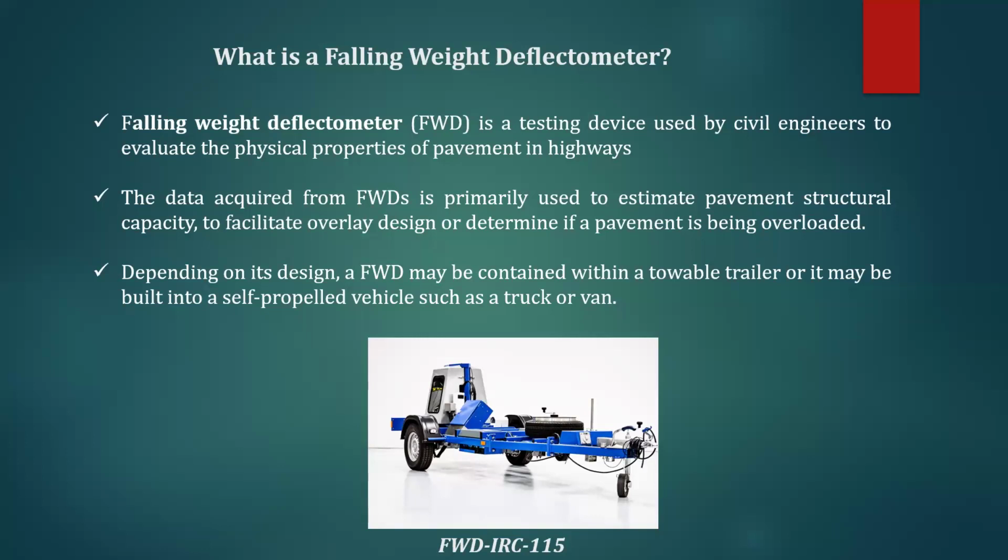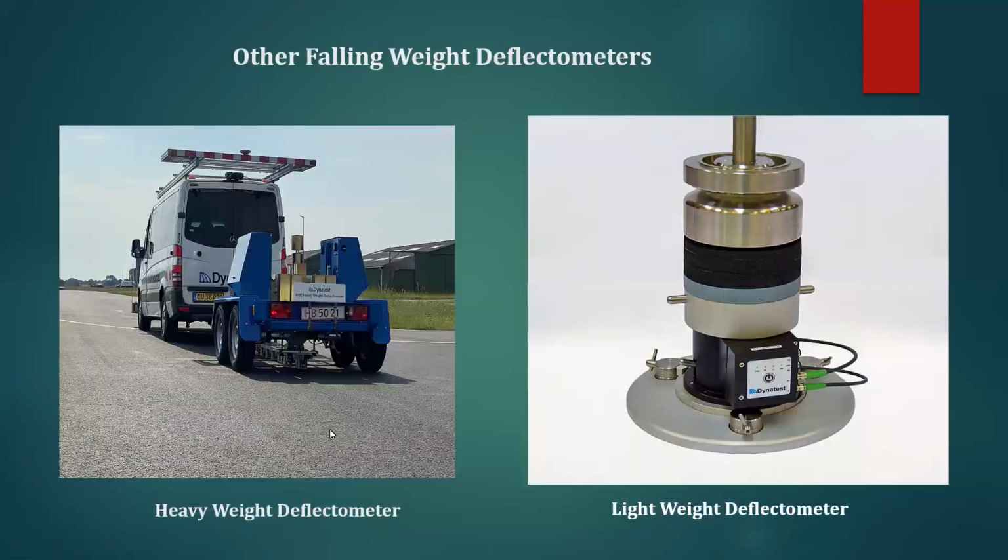Depending upon its design, the falling weight deflectometer can be contained within a towable trailer, or it may be built into a self-propelled vehicle such as a truck or van. This is a towed one, a trailer which can be attached to the vehicle and you can operate it. How to carry out the test using this falling weight deflectometer, we will see further.